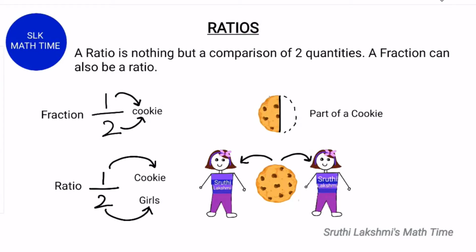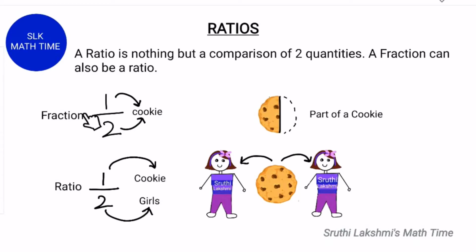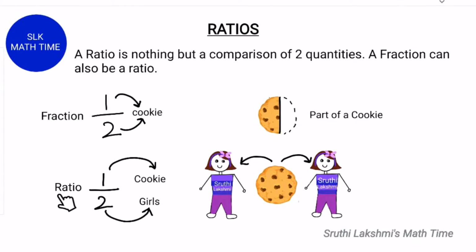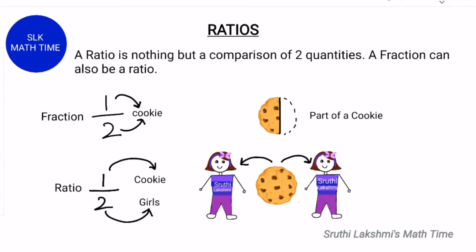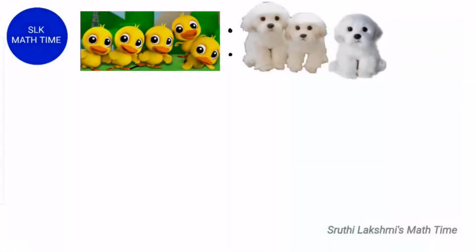So now you see the difference between fractions and ratios. A fraction is when we cut or slice something into equal parts, and a ratio is something that compares two quantities. So here we are comparing cookies and girls.